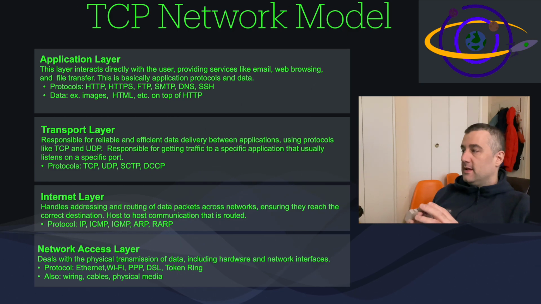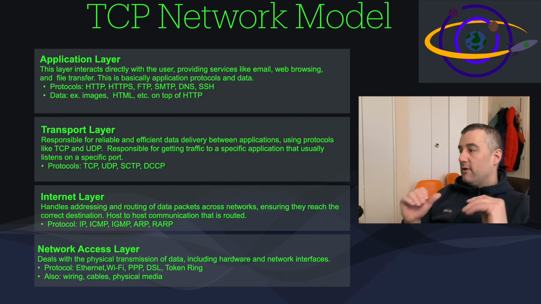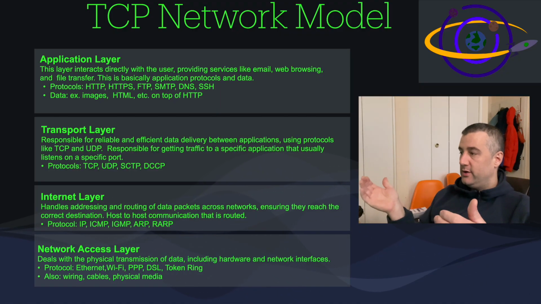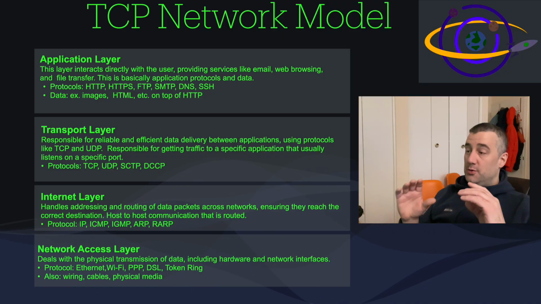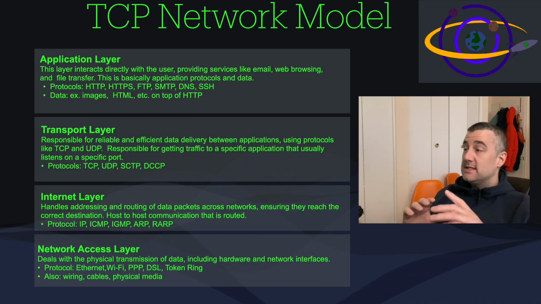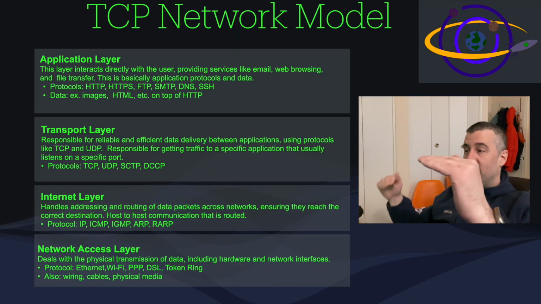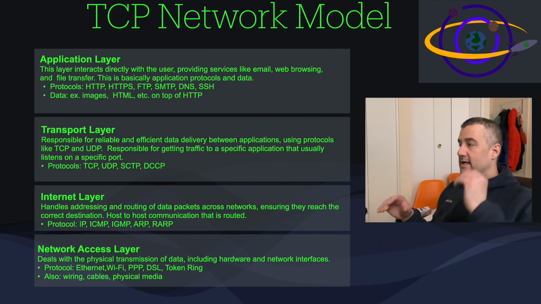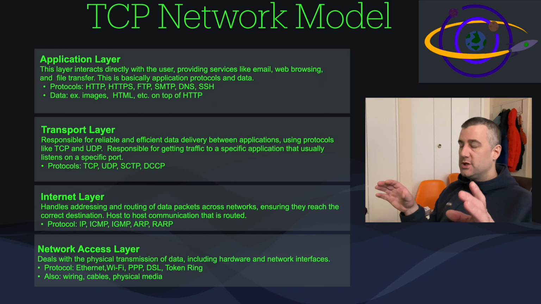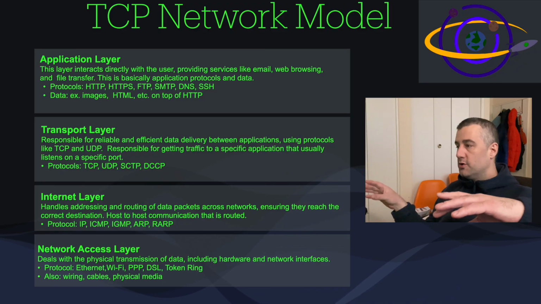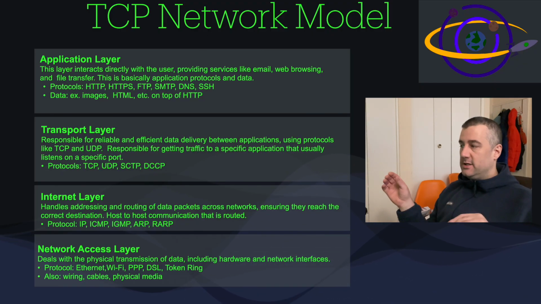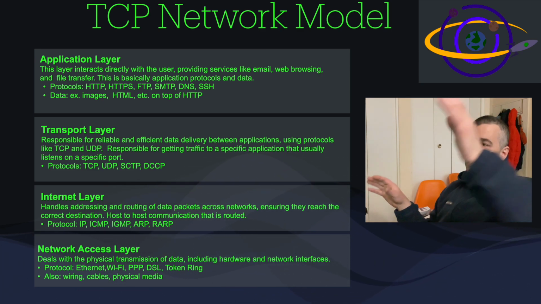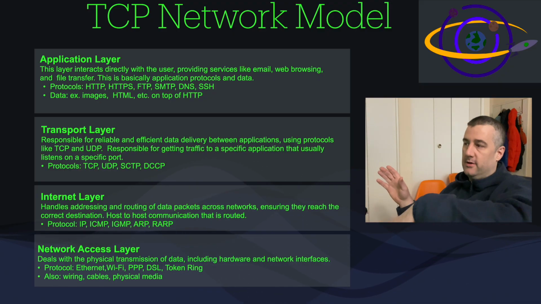Now, the transport layer is responsible for reliable and efficient data delivery between applications using protocols like TCP and UDP. It's responsible for getting traffic to a specific application that usually listens on a specific port. So it basically handles communication between two different applications. Essentially the idea is the transport layer will get you from application to application. Each application is running on a host, but the transport layer deals with the connection directly from one app to the other app, and the logic of inter-host communication is the layer below that.